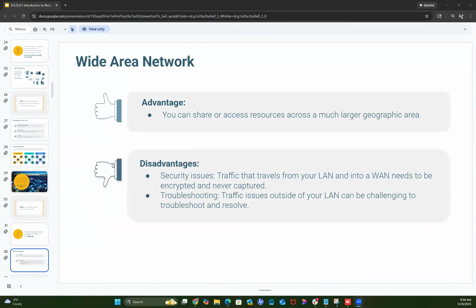The biggest advantage of using a WAN is that you are able to share or access resources across a much larger geographical area. The disadvantage is a security issue. Traffic that travels from your LAN into the WAN needs to be encrypted and never captured. And troubleshooting traffic issues outside of your LAN can be challenging to troubleshoot and resolve.